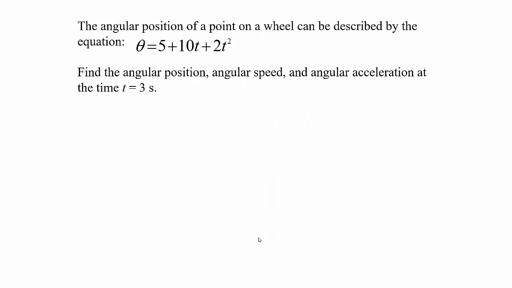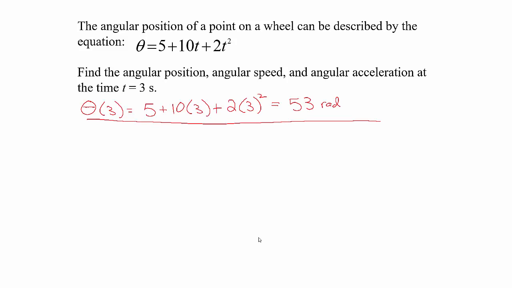In this third example, I want to look at something where we use calculus. Here we're given the angular position as a function of time. The angular position is given by the equation theta of t equals 5 plus 10t plus 2t squared. And we want to find the angular position, the angular speed, and the angular acceleration when t equals 3 seconds. For the angular position at 3 seconds, we just plug 3 seconds into our equation. It's 5 plus 10 times 3 plus 2 times 3 squared. So we get 53 radians for the angular position.